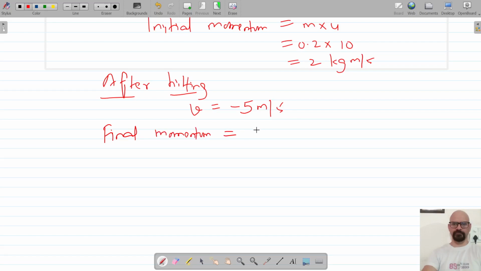So final momentum is once again mass into final velocity. Mass is 0.2, that is 0.2 into -5, which is equal to -1 kg meter per second.